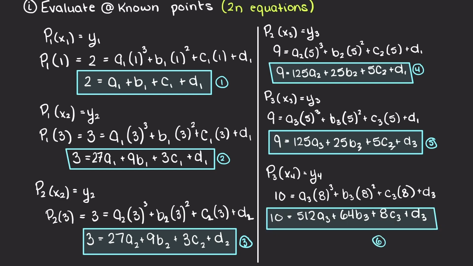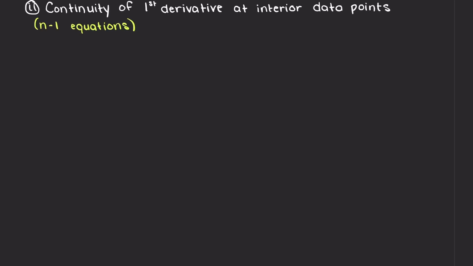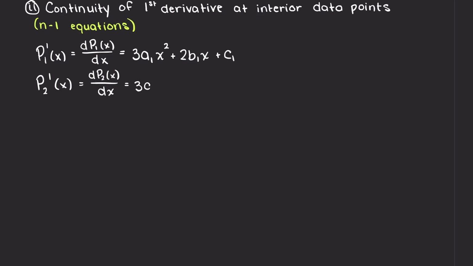As you can see here, this results in 6 of our 12 equations. Secondly, again as we learned in the cubic spline interpolation theory video, we can find n-1 equations through the property of smoothness at our interior data points through equating our first derivatives, which in this example will give us 2 more equations as we have 2 interior data points.